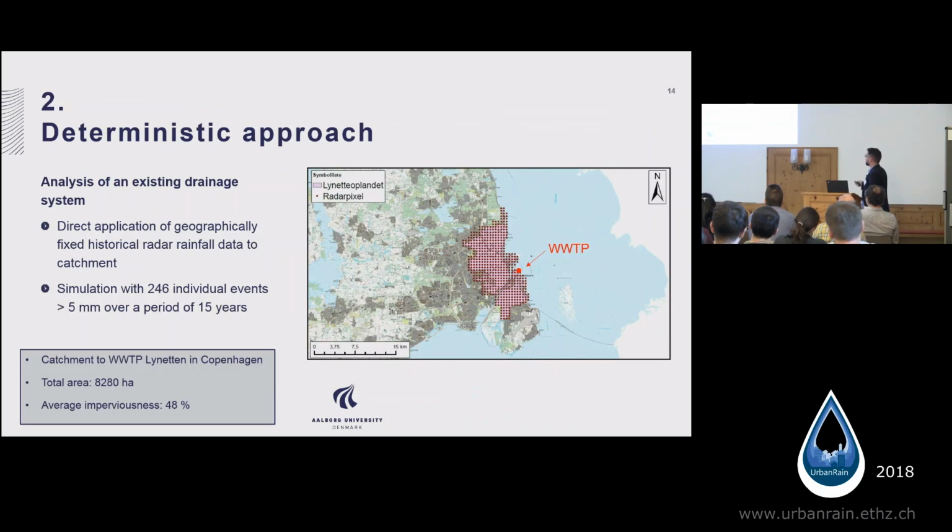So we have a catchment here. This is a large catchment in Copenhagen, 8,000 hectares. And we use radar data from this 15-year data set to the model of this area. And you can see this is showing the pixels over the catchment. So in this case, we're simulating approximately 250 events with more than 5 millimeters of rainfall over this 15-year period.